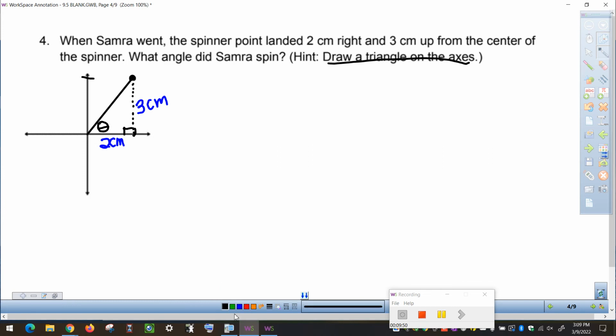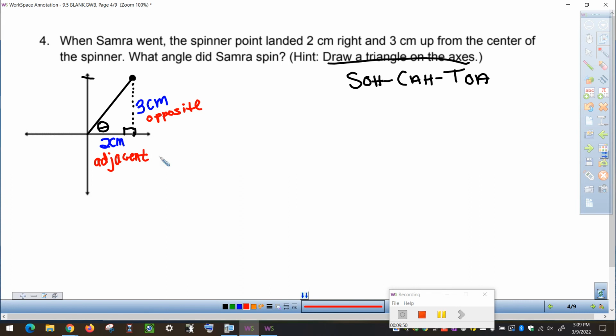So we're going to actually connect this with what we've been talking about all week with the right triangle trig ratio. So we're actually going to think about SOHCAHTOA here. If we look at where our angle is positioned, it looks like we could label the side 3 centimeters as the opposite side. So it's on the opposite end of where the angle is. 2 centimeters is the adjacent side.